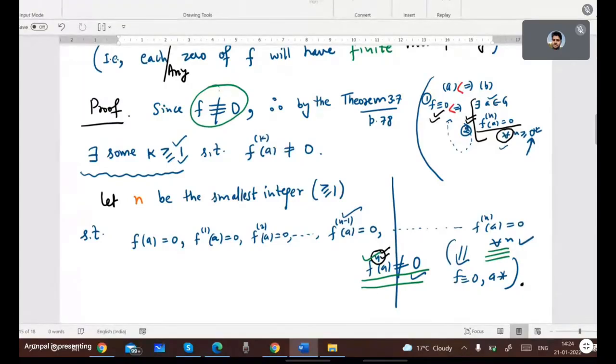So class, I think we should stop here now, because this proof is still quite lengthy and it may take around another 10 minutes. So let's stop here. And on Tuesday, I will continue with this proof, and I will be taking up the last and one of the most important topics of this section, what is called the maximum modulus theorem. Okay, so let's stop over here.